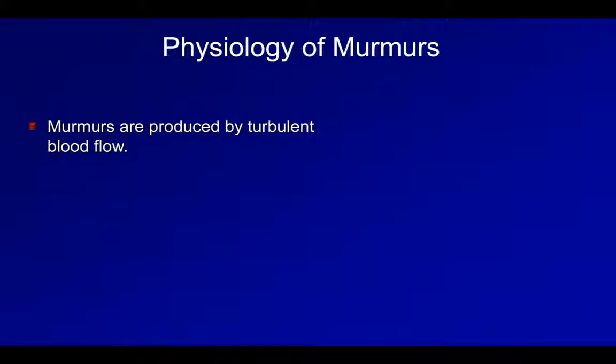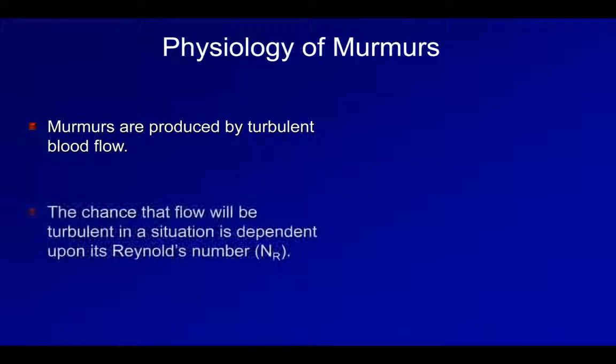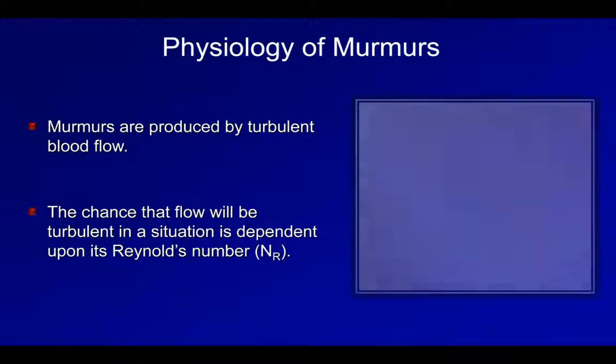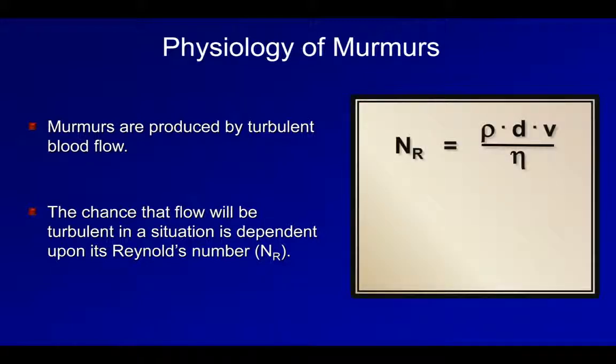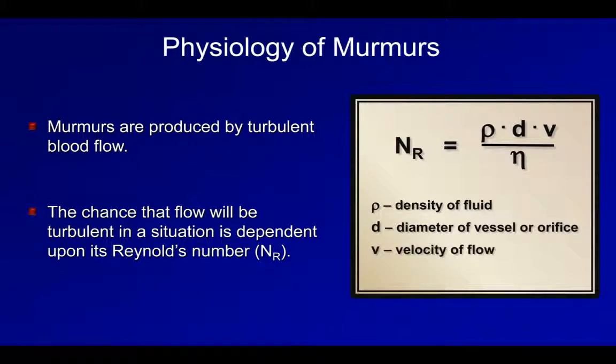The chance that blood flow will be turbulent in any given situation and thus produce a murmur is dependent upon its Reynolds number, with turbulence being more likely when the Reynolds number is higher. For those of you who have not recently studied for the MCAT, the Reynolds number can be calculated from the density of the fluid times the diameter of the vessel or orifice times the velocity of flow, all divided by the viscosity of the fluid. Within the heart, the most important of these parameters are the viscosity and the velocity. And squeezing blood through a pathologically narrowed orifice will increase the velocity out of proportion to the decreased diameter.